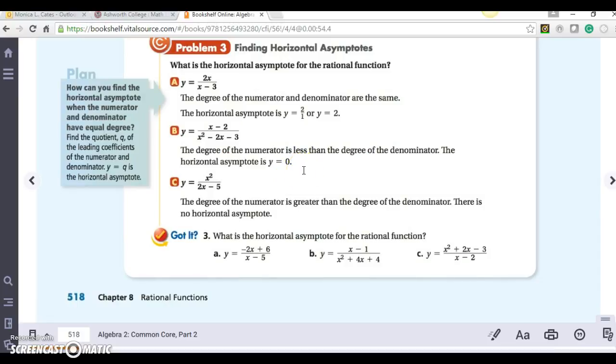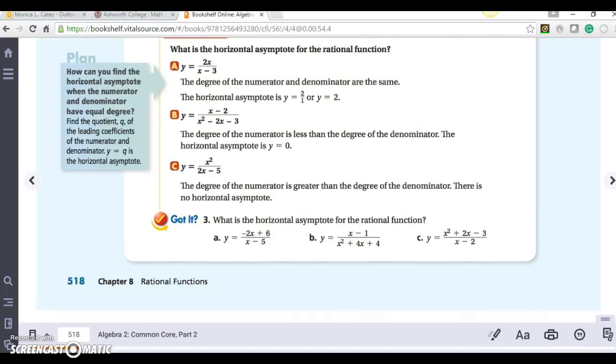And then for the last example, my degree is 2, and here my degree is 1. And so my degree of my numerator, so m, is greater than n, and if m is greater than n, there's no horizontal asymptote. Okay, so now let's look at the Got It to see it.